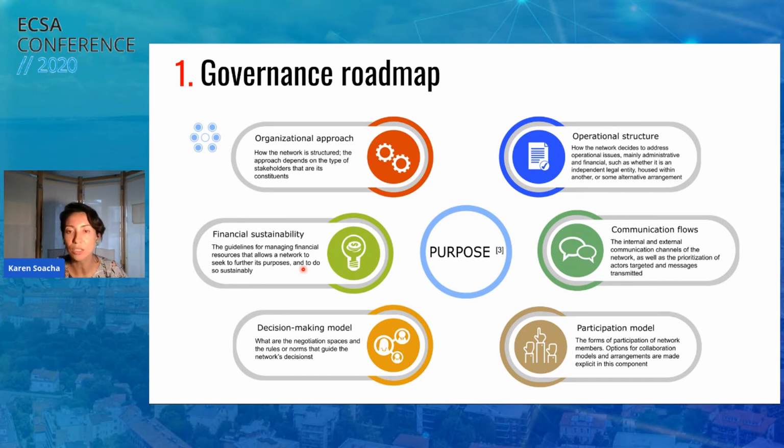The purpose and each of the 6 areas have a set of guiding questions to facilitate internal discussions and arriving at a shared understanding of what the network should agree to. The 6 areas of the governance roadmap are closely related among each other, but they are not sequential and they can be addressed in the order that best responds to the needs of the network.